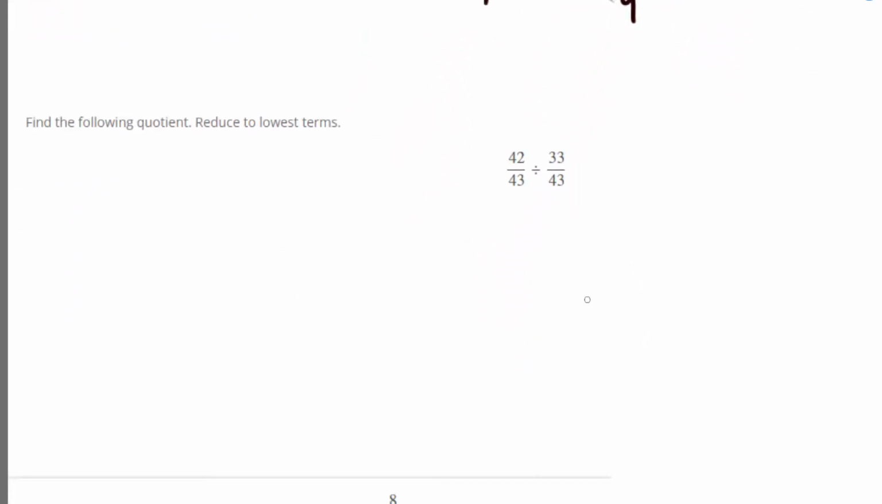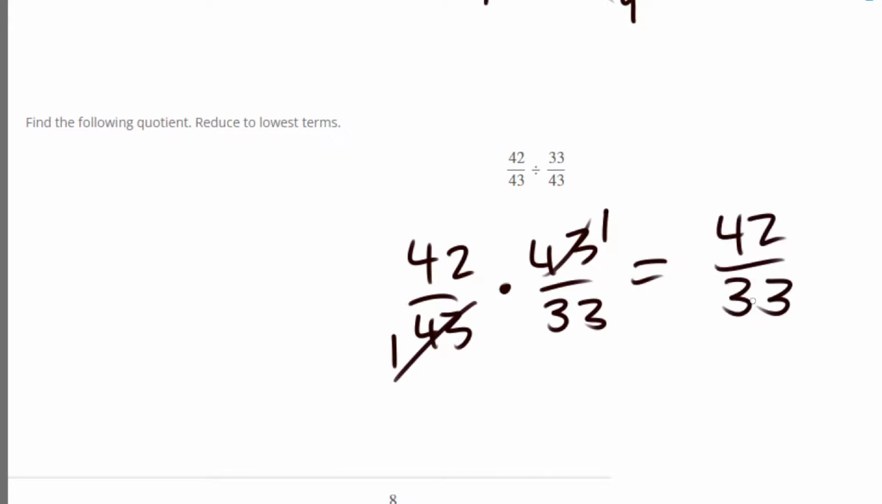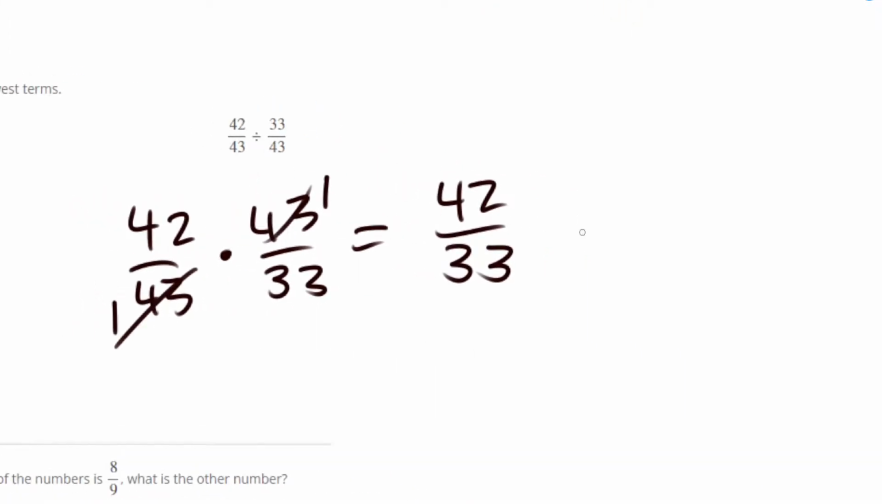This one is telling us to find the quotient of this, which is 42 over 43 times 43 over 33 instead of the opposite way. 43 goes into 43 one time, and that will give us 42 over 33. And I don't believe that these have a common multiple. One moment. Oh, they actually do. 42 divided by 3 is 14, and 3 goes into 33 11 times. I just didn't catch it because they were kind of different.